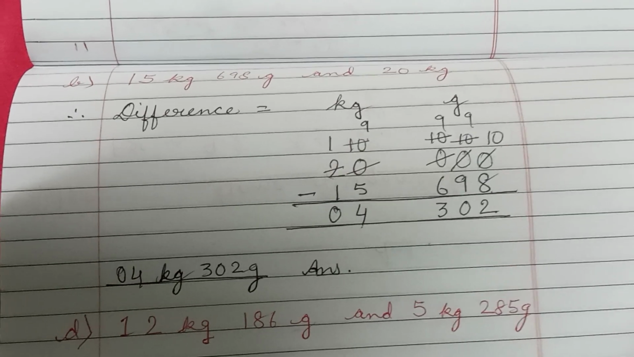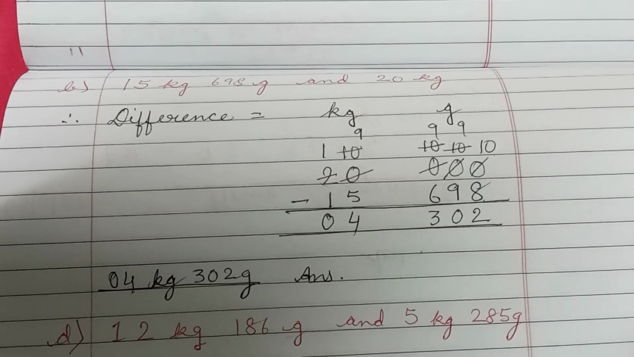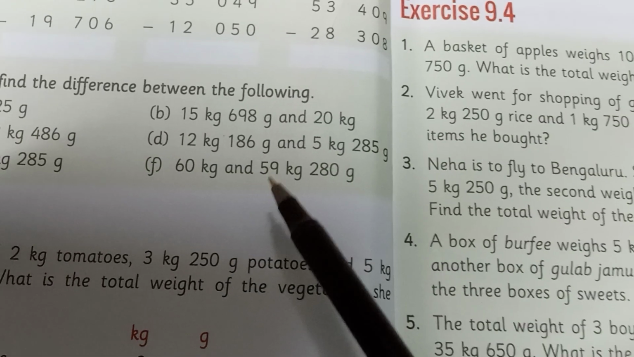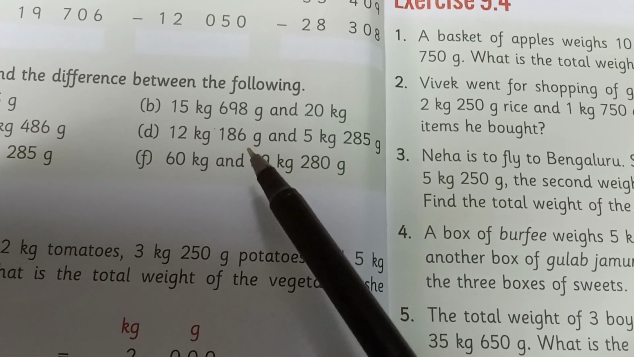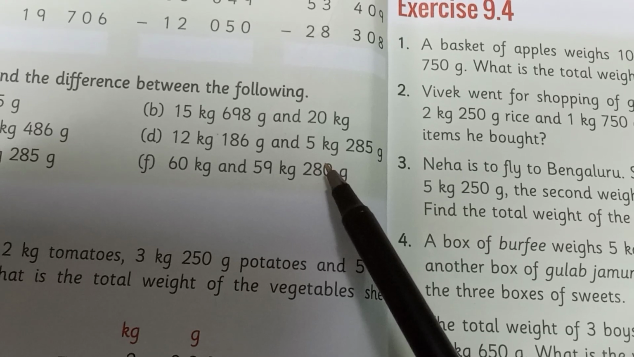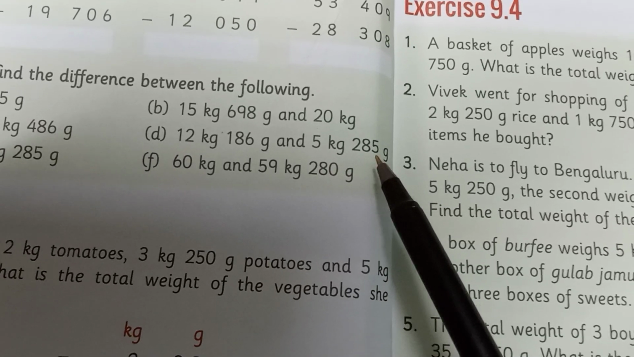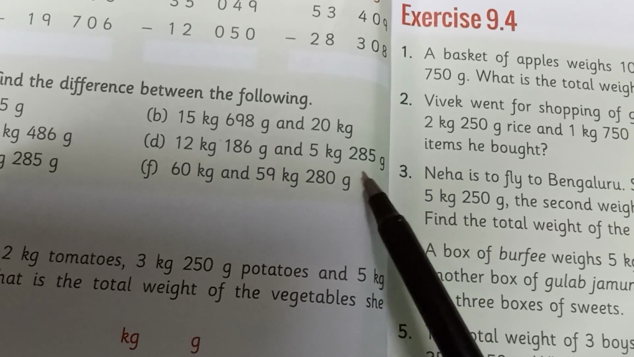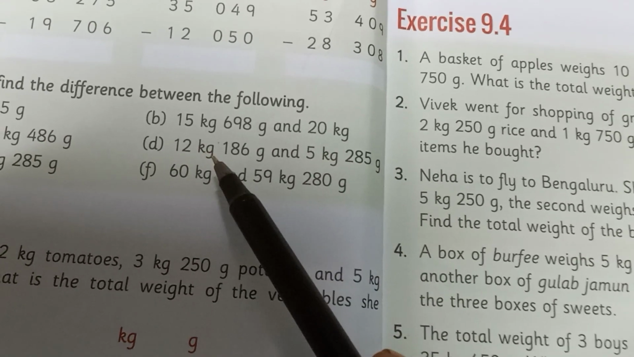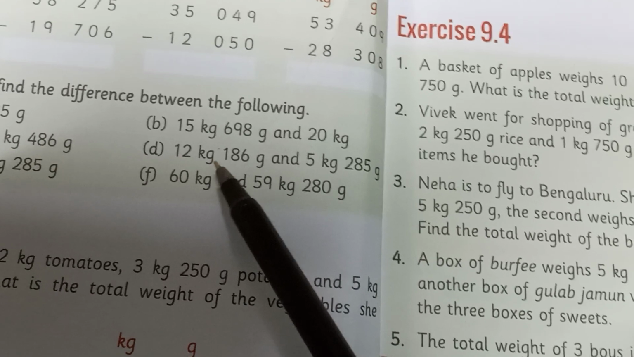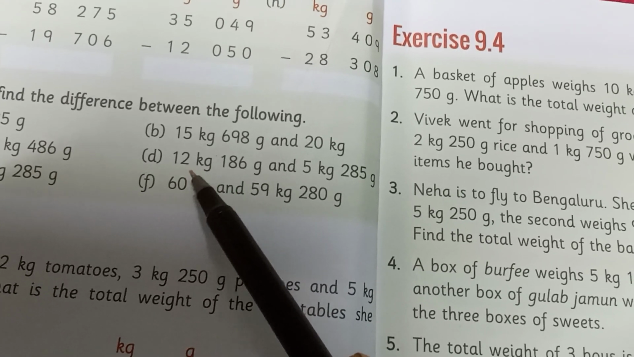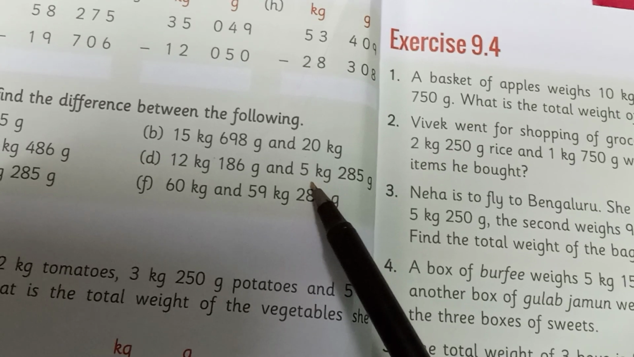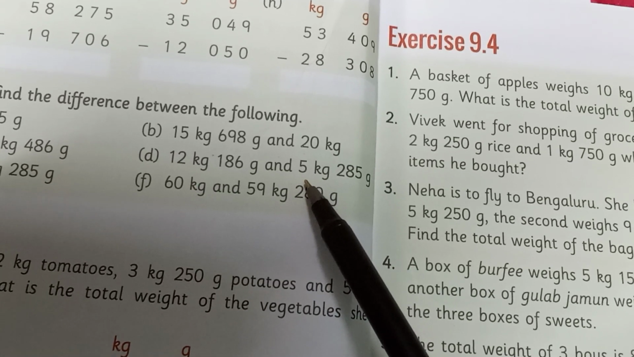I hope it's clear. Now moving to next question number D. In question number D, children, you have to subtract 12 kg 186 gram and 5 kg 285 gram. Again you will compare kilogram. Don't compare grams, okay? Because here the bigger unit is your kilogram, no? So you will compare kilogram. So here 12 kilogram and here 5 kilogram. Now tell me which is bigger, 12 kilogram or 5 kilogram?